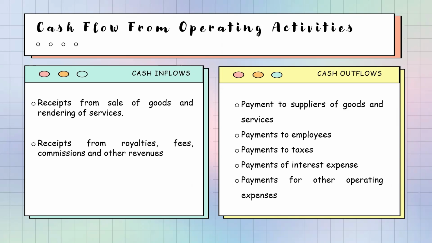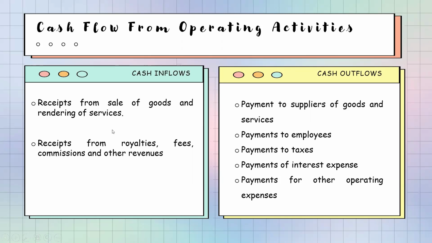And then next, receipts from royalties, fees, commissions, and other revenues. Ito naman yung kinikitang pera mula sa iba pang pwedeng pagkunan ng kita ng business. So more likely, ito yung mga revenue ng business, other revenue ng business. So sabi ko nga kapag cash inflow, pumapasok na pera under operating. So kapag cash outflow naman, karaniwan dito ay yung mga kapag nagbabayad tayo ng mga expenses.